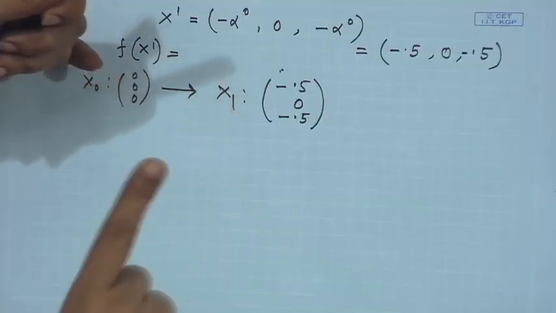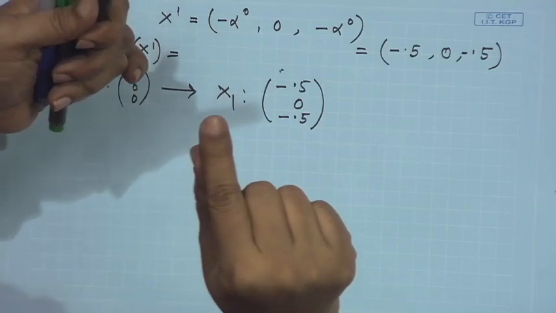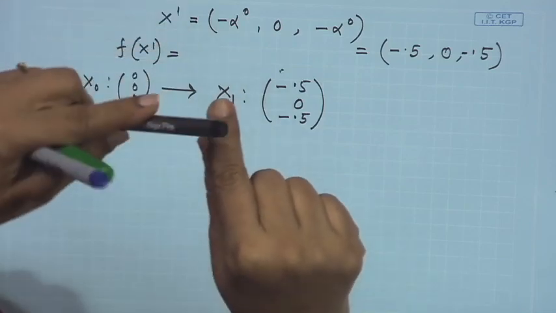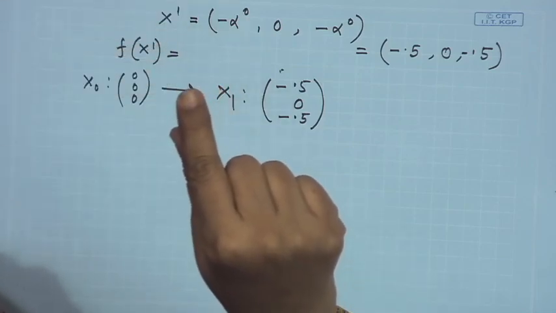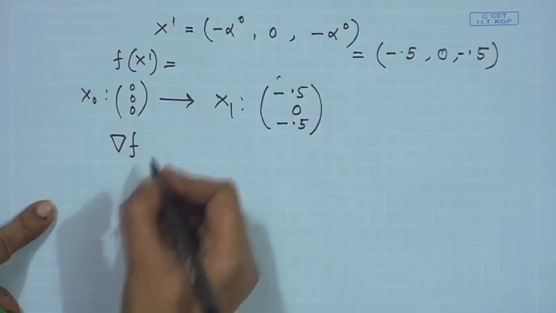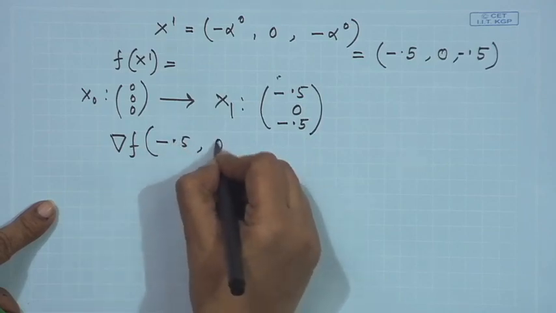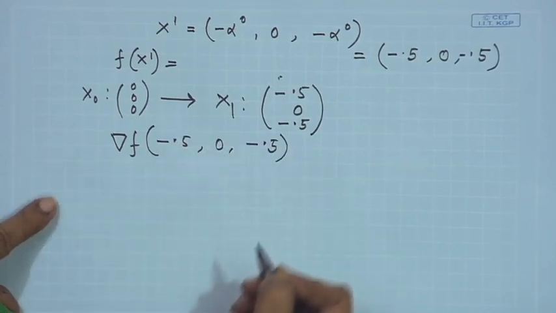Again, what will we do? From 0, 0, 0, I am now standing at the point x 1. Again, we know that in the gradient direction at that point the functional value will move fastest, and in the negative gradient direction the functional value will move fastest toward the minimum. That is why again we will find the gradient vector, delta f, at this point.